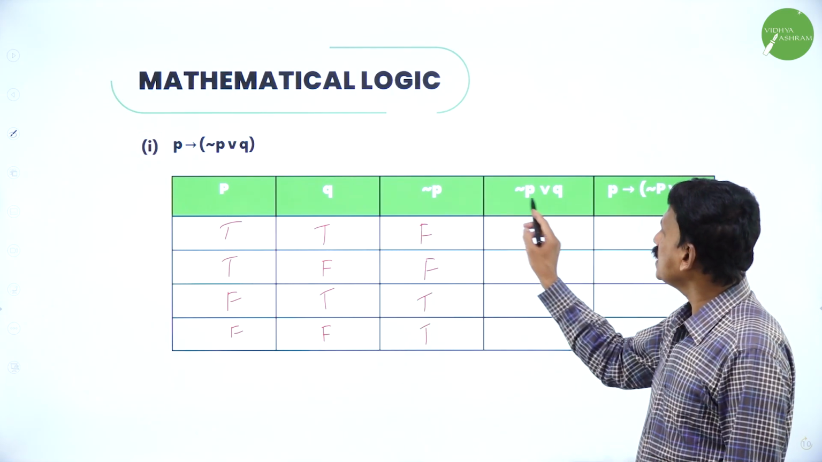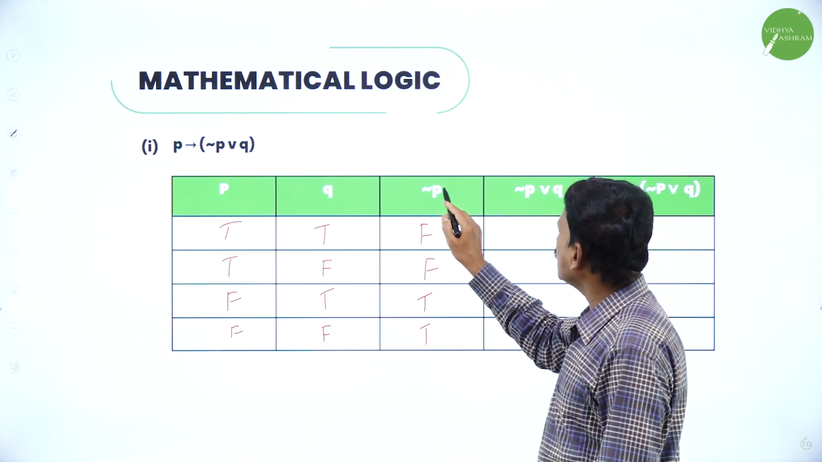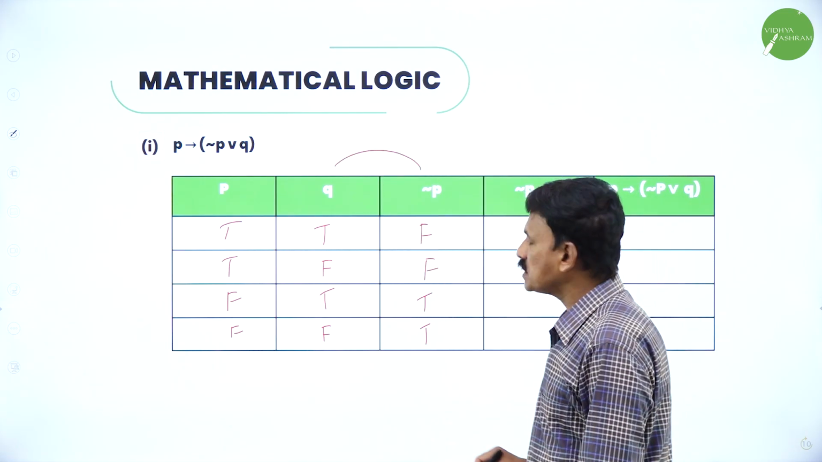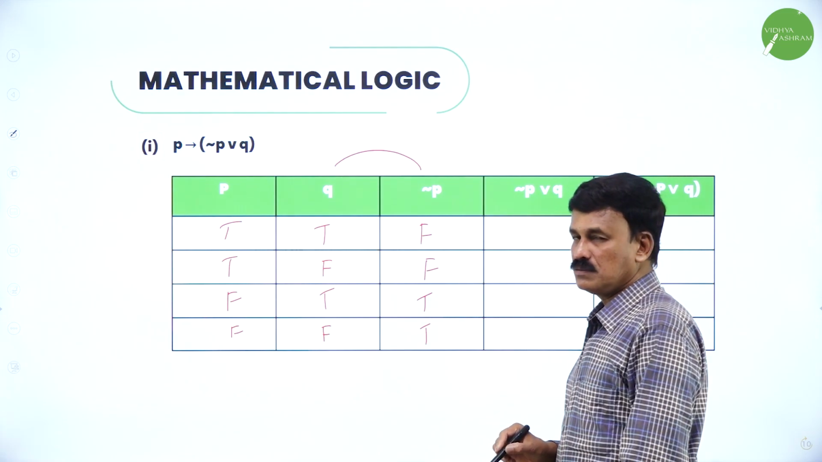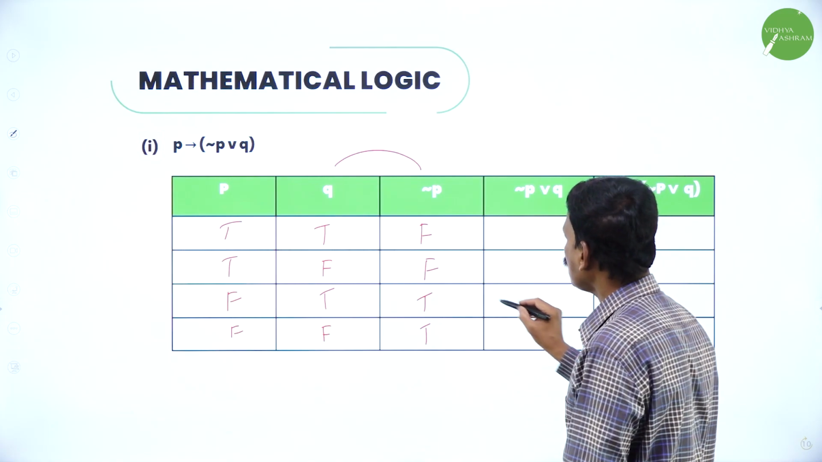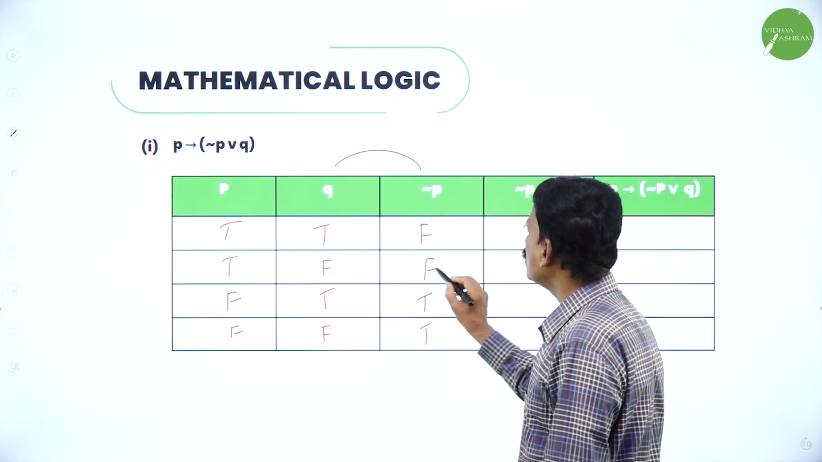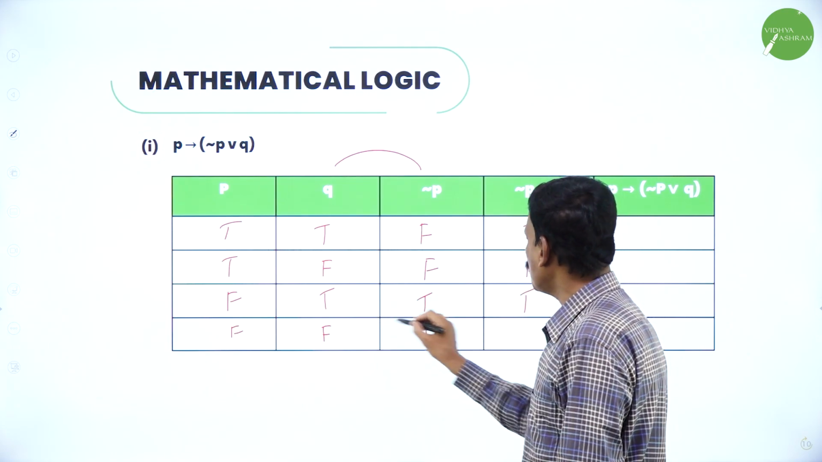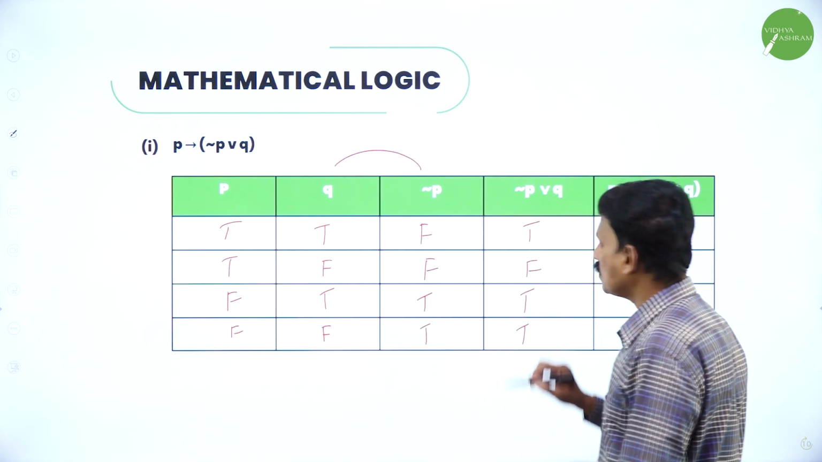Now, write down the disjunction for negation of P and Q. Disjunction means false and false is false, and in all other cases it is true. So, false and true is true. False and false is false. True and true is also true. True and false is also true in case of disjunction.